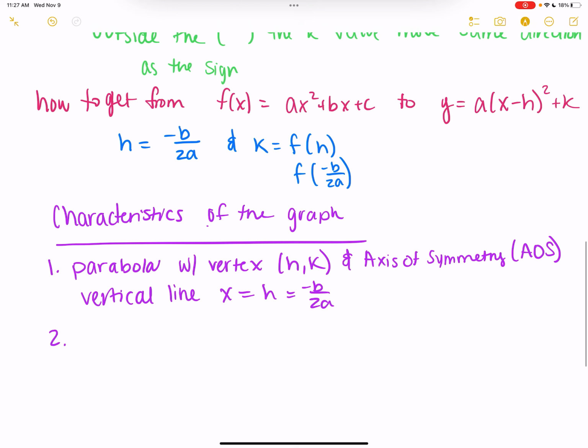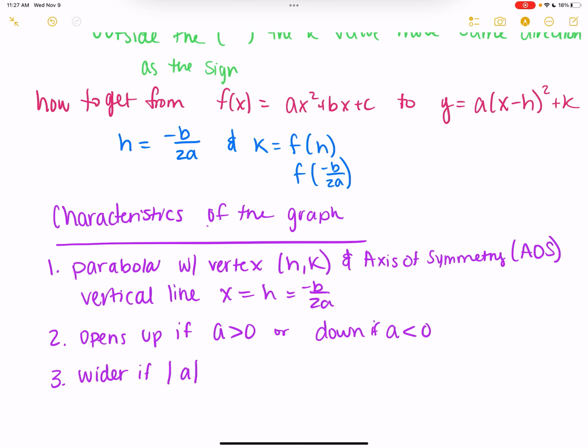It opens up if a is greater than 0, or down if a is less than 0. It gets wider if the absolute value of a is less than 1, and narrower if the absolute value of a is greater than 1.